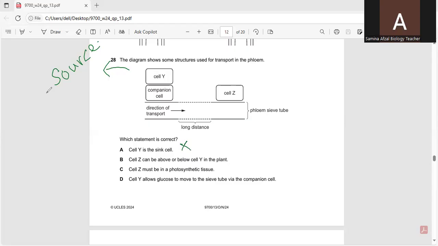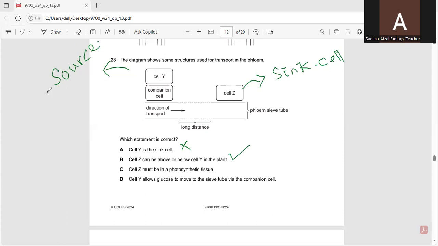Second, cell Z can be above or below cell Y in the plant. So cell Z can be a sink cell, due to which it can be above or below, because the food transportation takes place in both directions. It can move in the upward direction, and it can move in the downward direction.